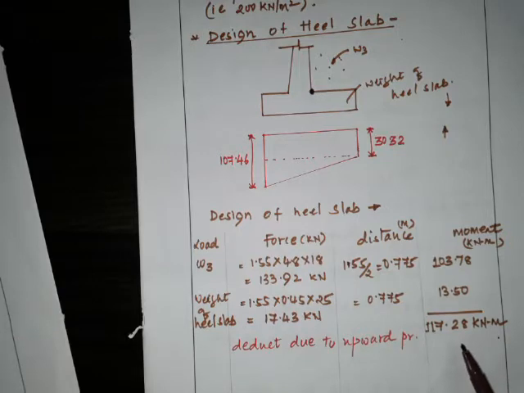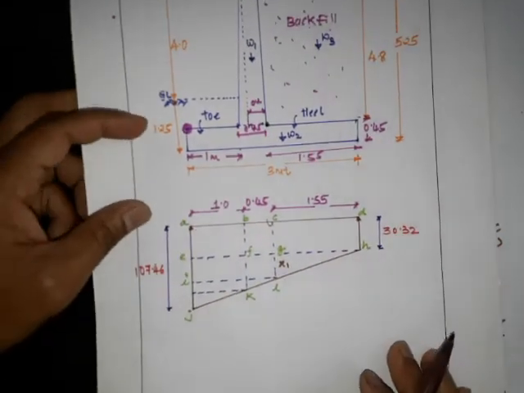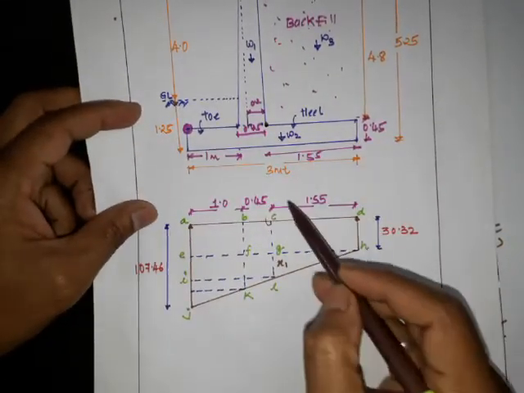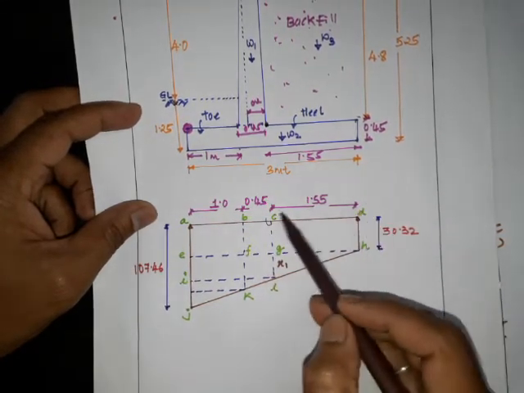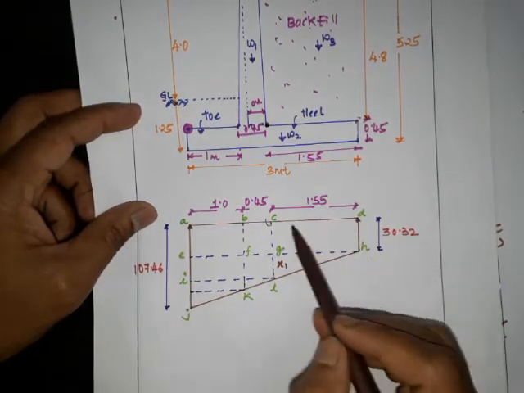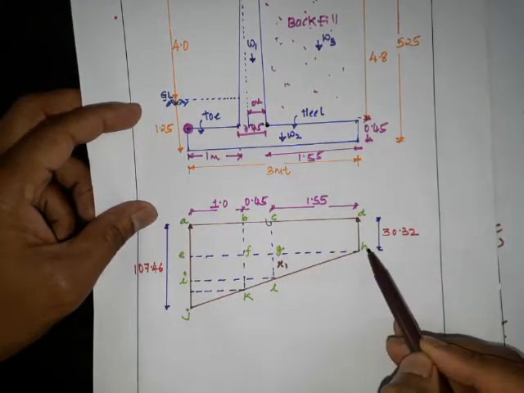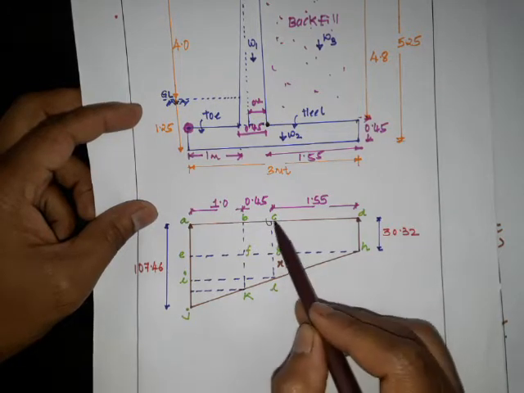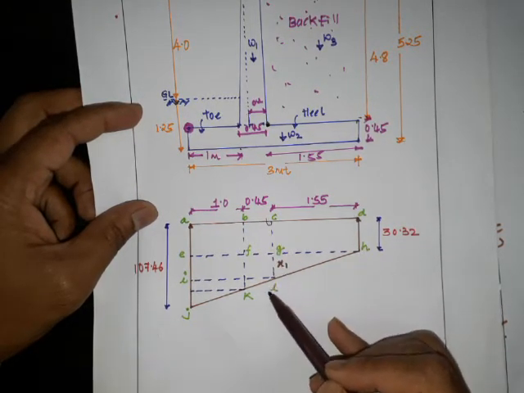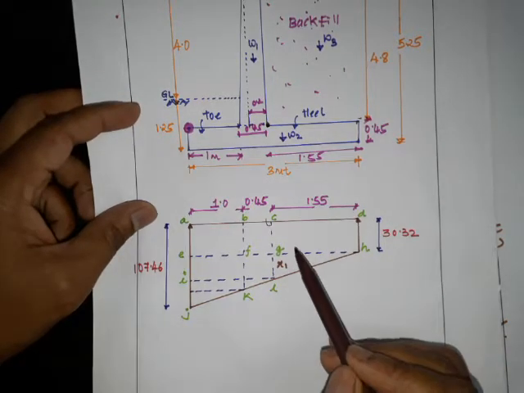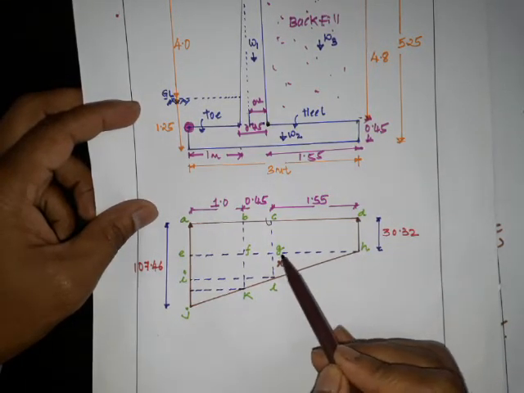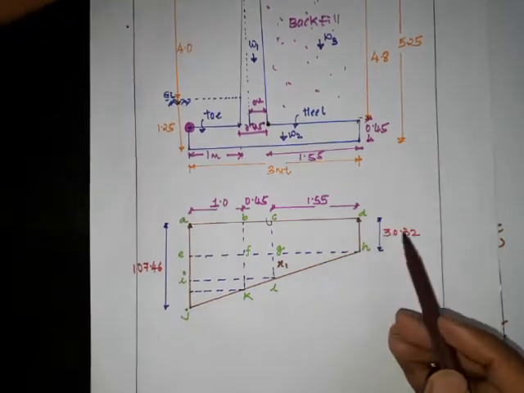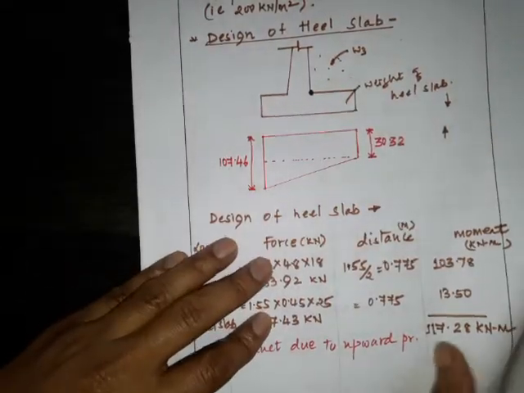Then we have to deduct from this the moment due to upward pressure. For that you have to refer to this pressure distribution diagram, this part, because this part represents the pressure over the heel slab. So we have CD, GH and L. For that I have considered CDGH as a rectangular portion and GHL as a triangular portion, and we have considered these for deduction.